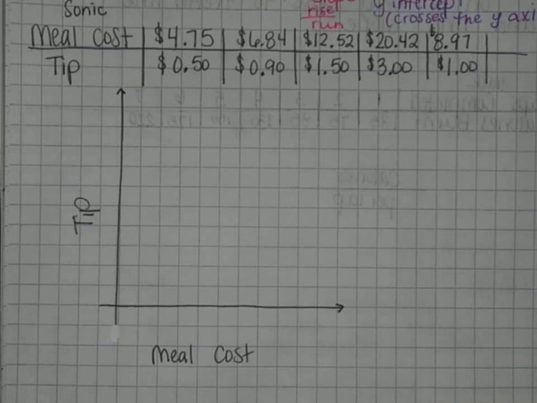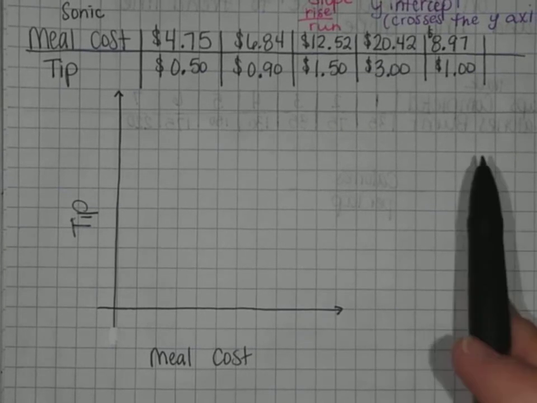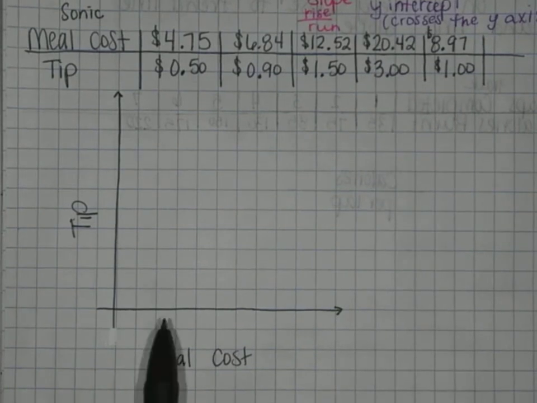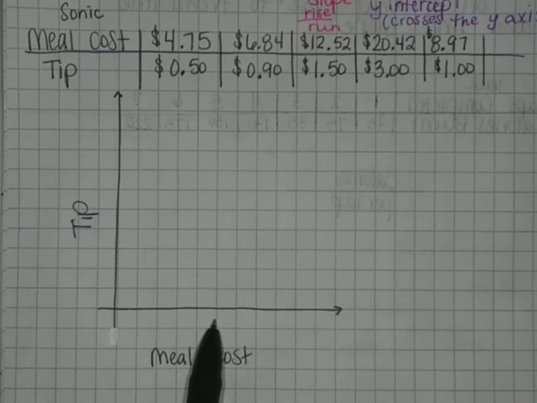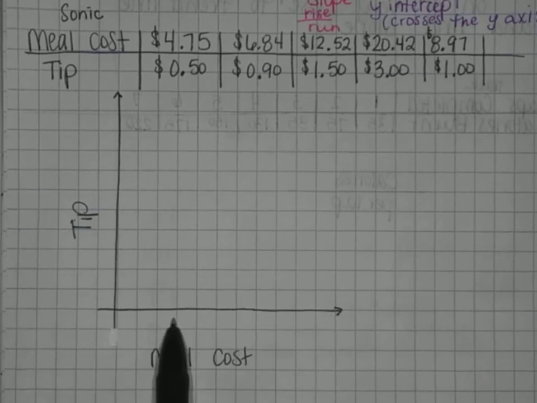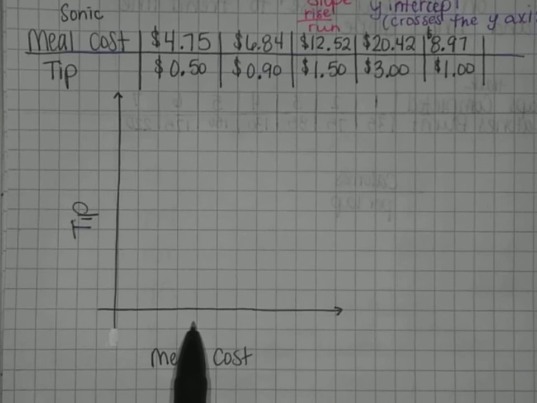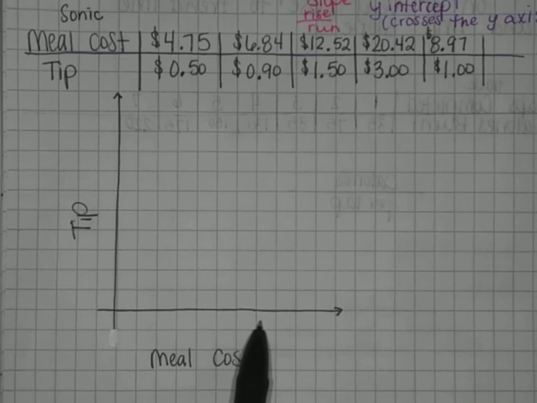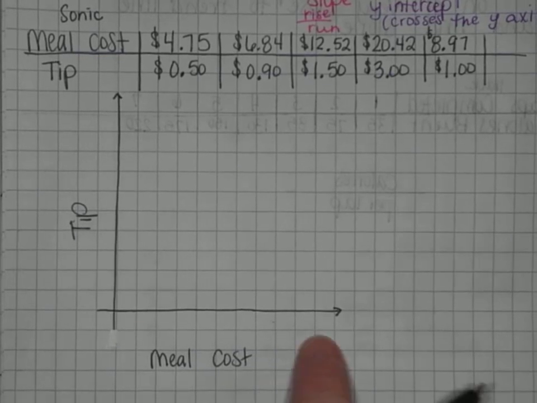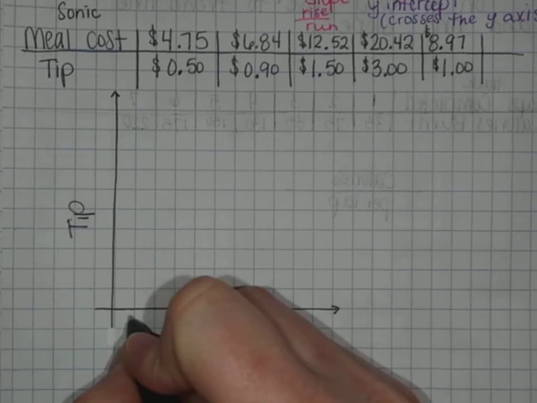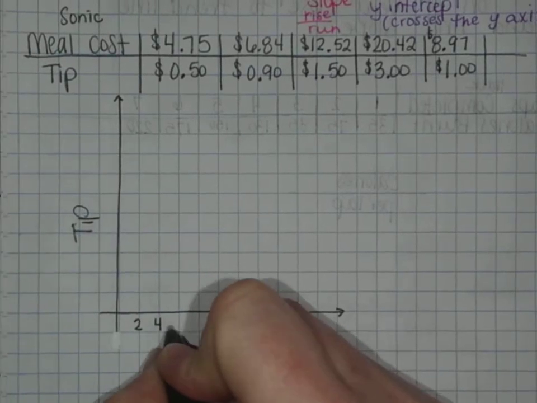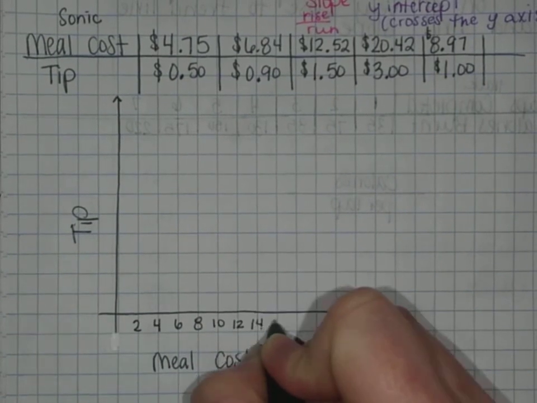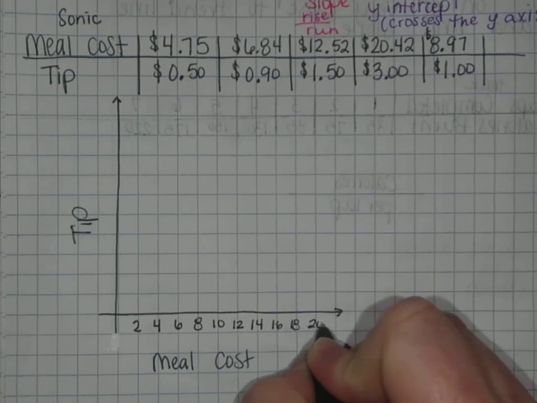So here we go. We know that we need to get all the way to 20.42 along the meal cost. If I did 5, 10, 15, 20, that's not probably enough. So let's do 4, 8, 12, 16, 20? I could probably go more than that. So 2, 4, 6, 8, 10, 12, 14, 16, 18, 20, 22. Mine is 11 lines across. You could do the same. And then I can just do $2: 2, 4, 6, 8, 10, 12, 14, 16, 18, 20, 22.